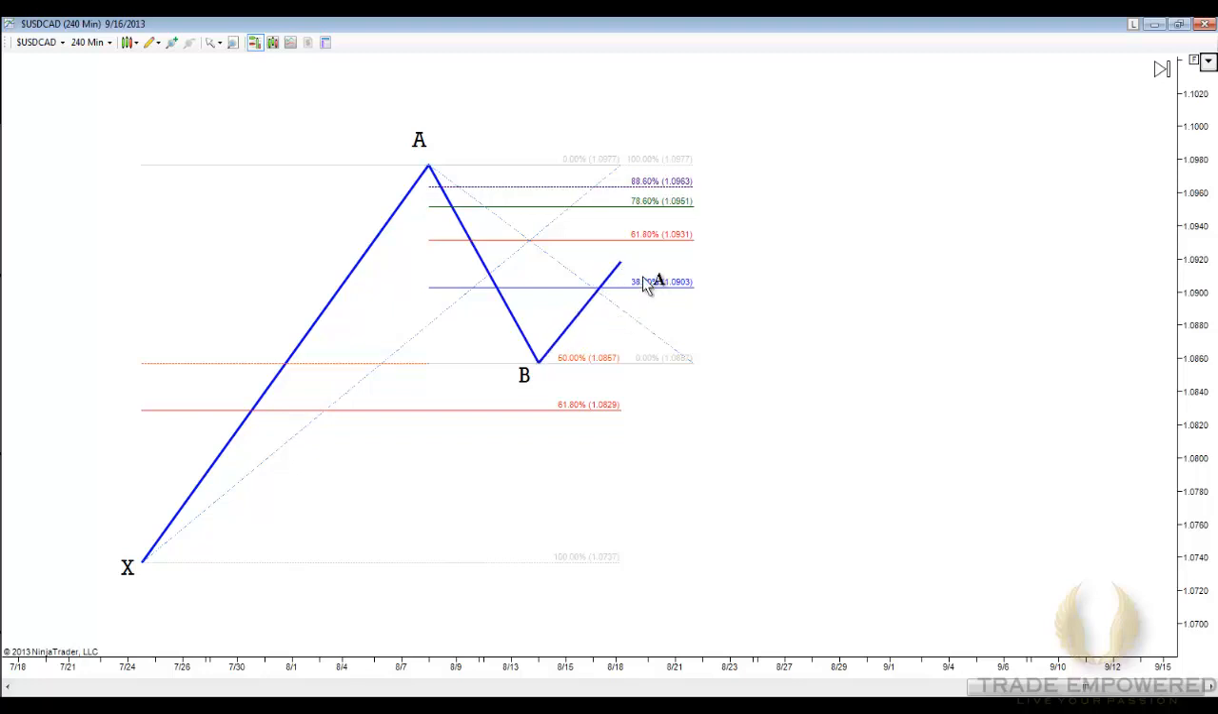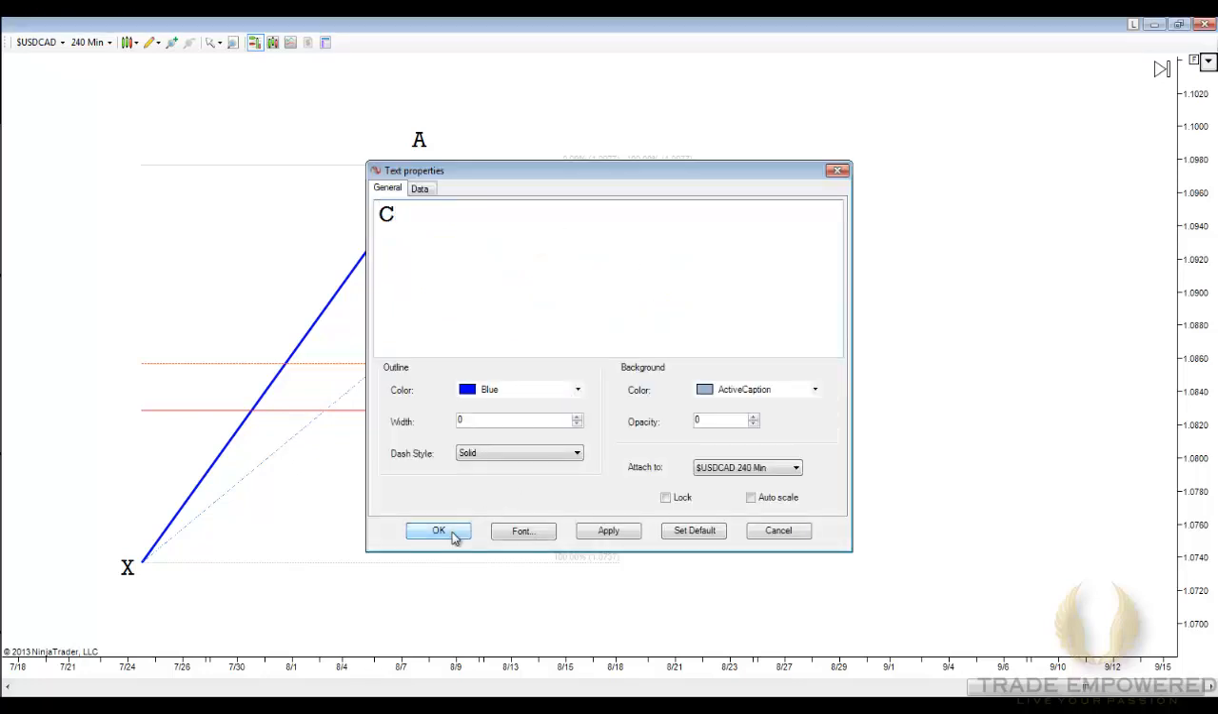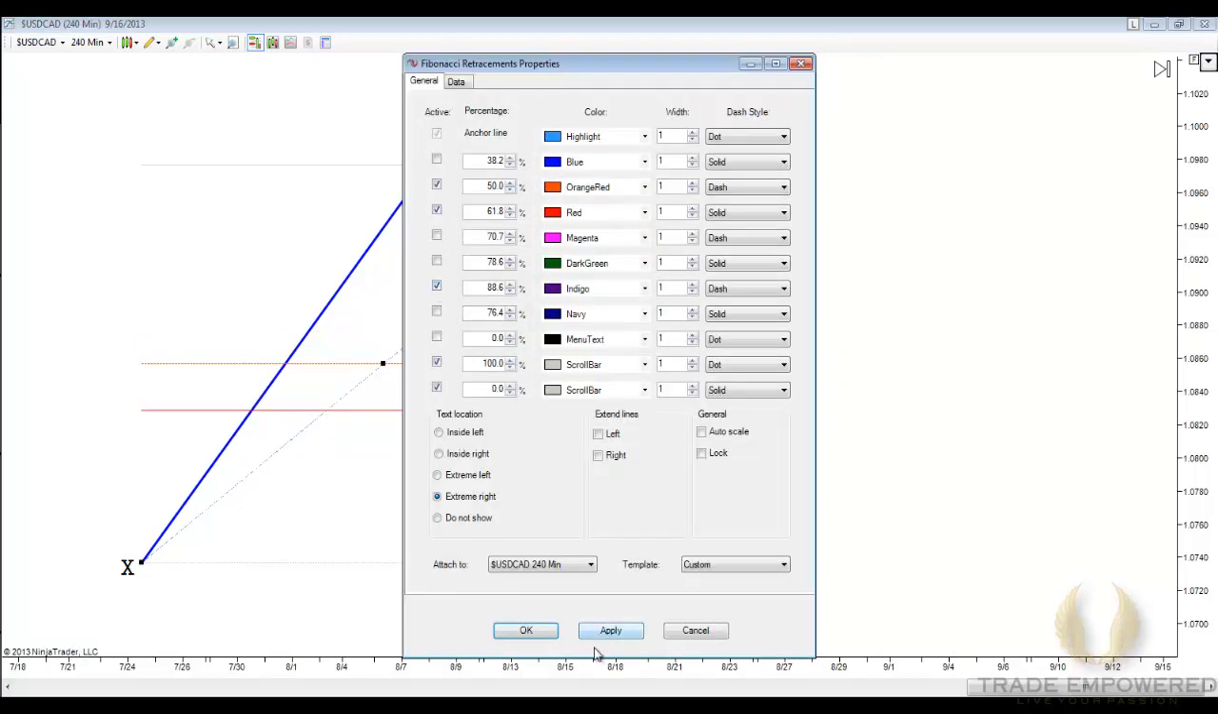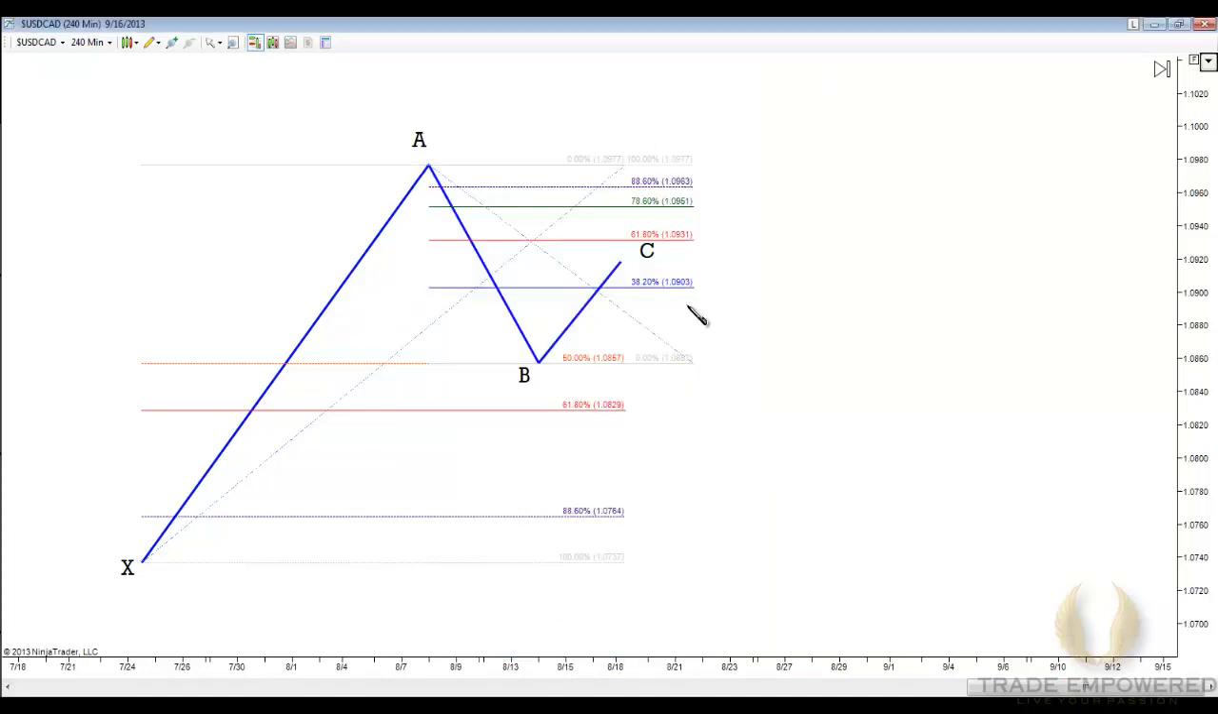And then finally, for my D completion, I'm going to take the same Fibonacci retracement I drew earlier from my X to my A. I'm going to go ahead and double click that, bring on my 886, so 88.6 Fibonacci retracement, and look for a bat pattern completion to come right down at that 886.